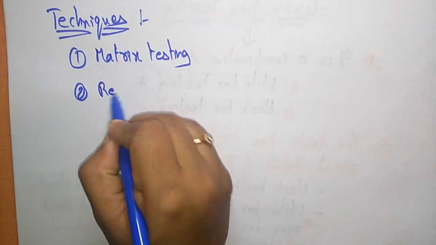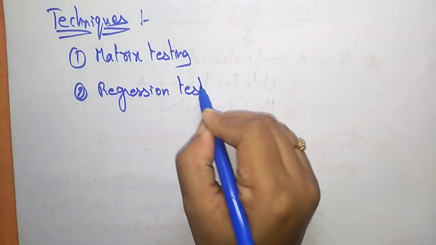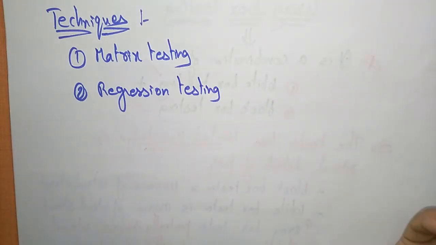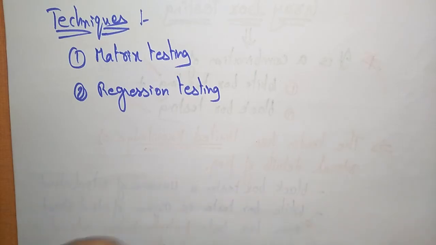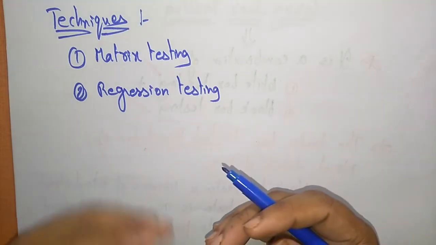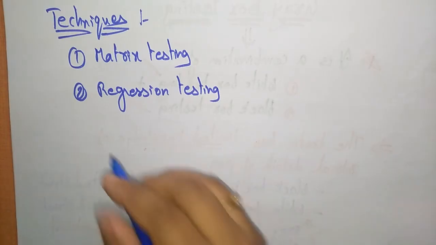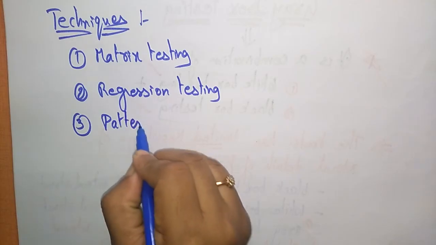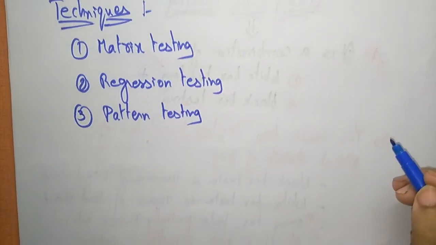Next is regression testing. Regression testing is just rerunning the test cases if any new changes are made. It is always rerunning the test cases; if any errors still remain, it checks again, and if errors come again, it's just rerunning of the test cases. Third, pattern testing. Pattern testing is also rerunning of test cases if any new changes are made.